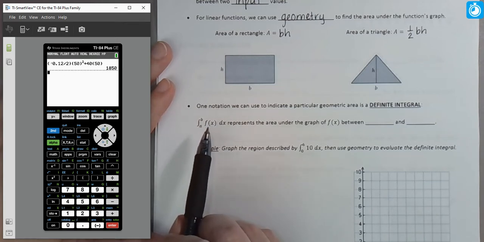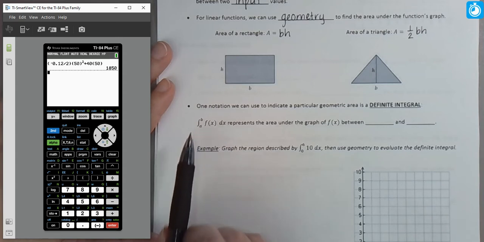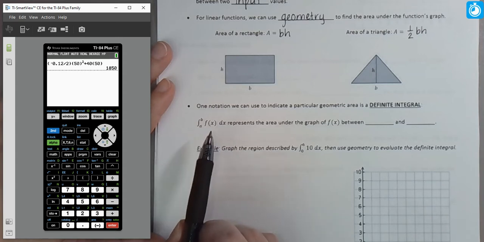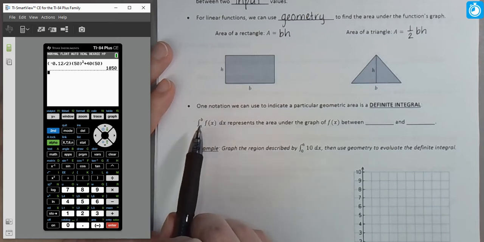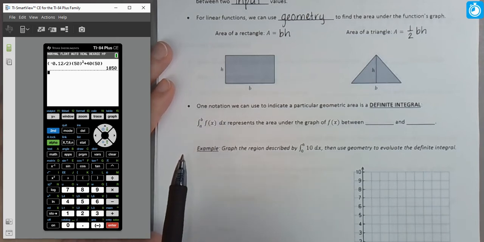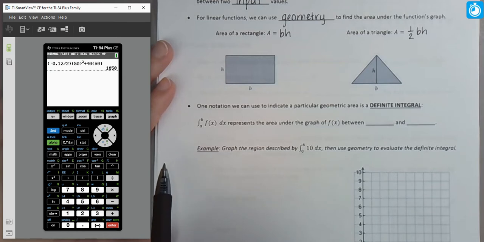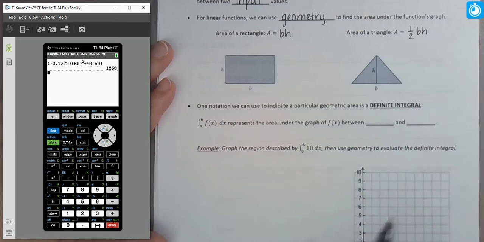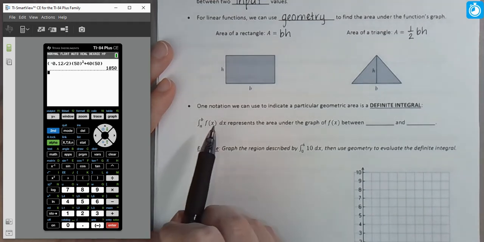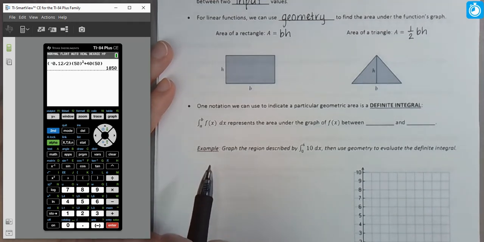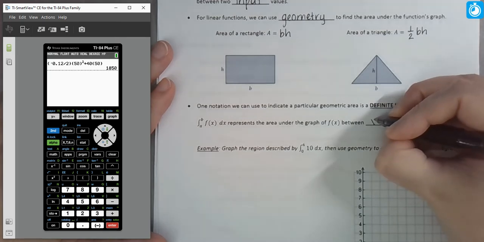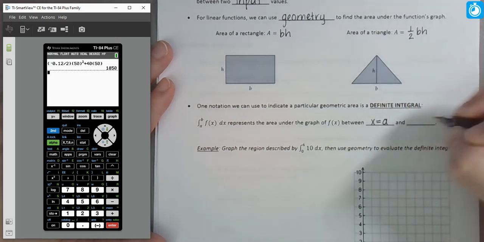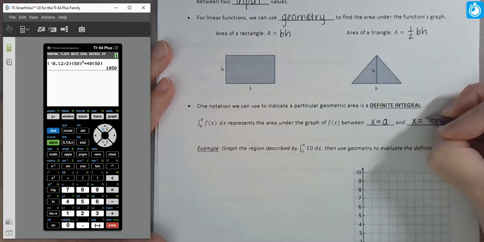So essentially this definite integral is saying take the integral for our function f of x, find its antiderivative, and evaluate from x equals a to x equals b. From a geometric standpoint, this definite integral represents the area under the graph of our function, the accumulation of the outputs between the inputs x equals a and x equals b.